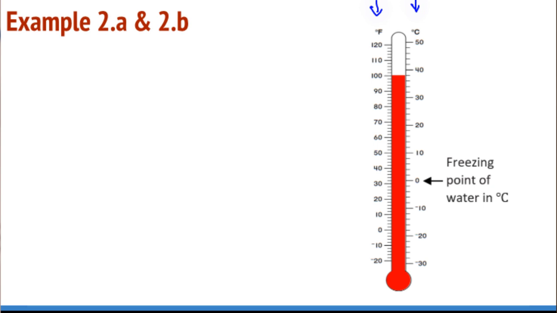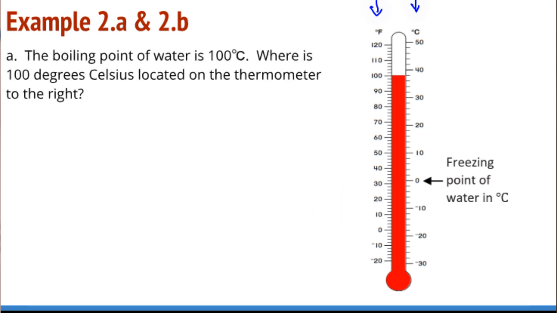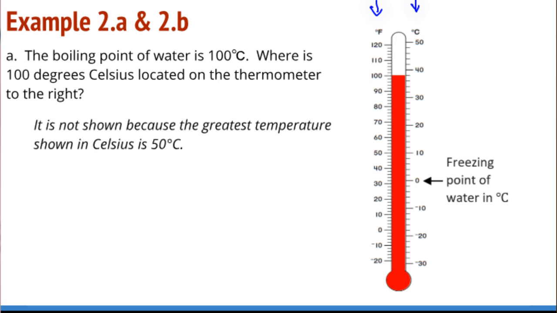All right, so looking at some examples here, some thinking. The boiling point of water is 100 degrees Celsius. Where is 100 degrees Celsius located on the thermometer to the right? So pause for a moment, take a look, and find 100 degrees Celsius on the thermometer. Now hopefully you're looking and saying 100 degrees Celsius isn't there. The temperature scale is stopping at 50 degrees Celsius. Excellent observation. 100 degrees Celsius would be twice as far up. We'd need to double the length of our number line.